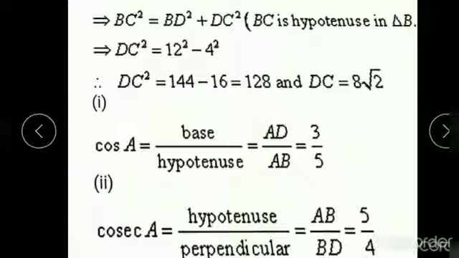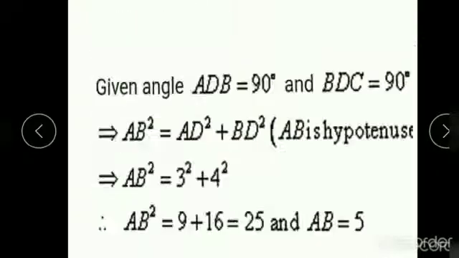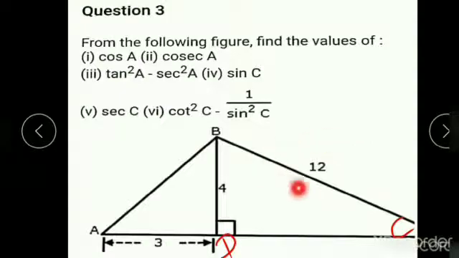So here you have BC square given in this triangle, so BD square plus DC square. You have to find out DC, so you will send this BD to the other side. When you send it to the other side, it becomes minus; here it is plus. BC square minus BD square will be equal to DC square. So what is BC? You know BC is 12 and BD is 4.